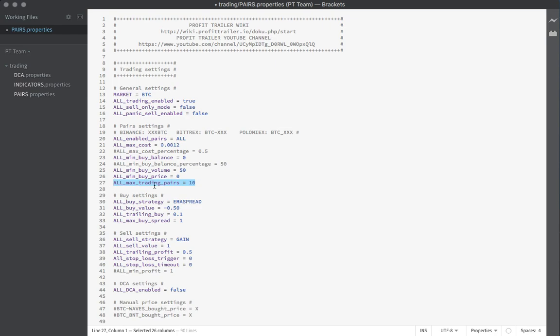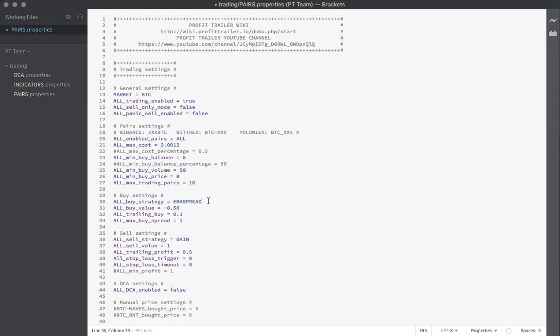Max trading pairs. This is just like it sounds, the maximum amount of pairs that the bot will trade. If you get to this amount that you specify here, combined between your pairs log and your DCA log, it'll stop buying and your possible buy log will be blank. There won't be anything there.